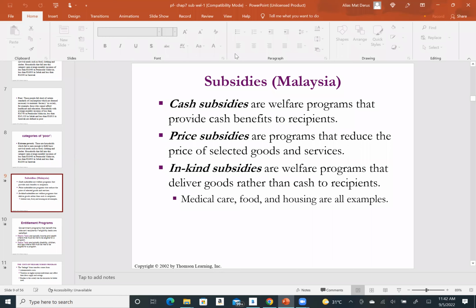And of course, I think in Malaysia, we utilize these three types of subsidies. You have in-kind, you have the price, and you have cash subsidy. All right. Now, second, who gets the subsidy? What justifies certain people to receive the subsidies?